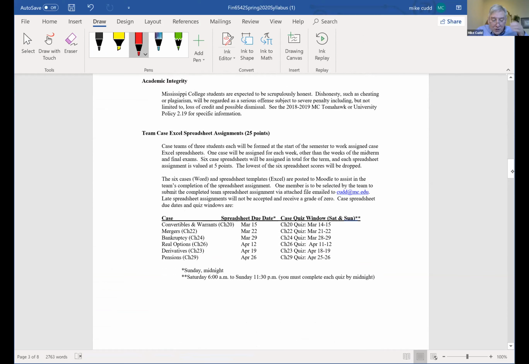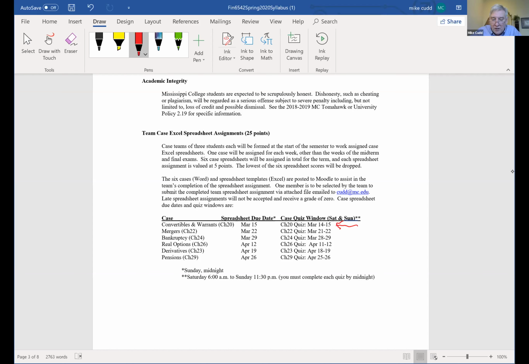These are the team spreadsheet assignments with their due dates. If you'll notice, the very first one is March 15th. It is due next weekend, by midnight Sunday night. One member of your three-person team will submit it and send me the team Excel solution.